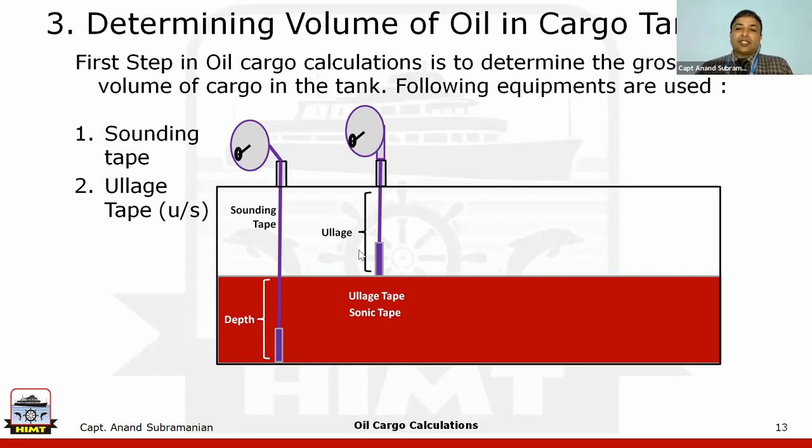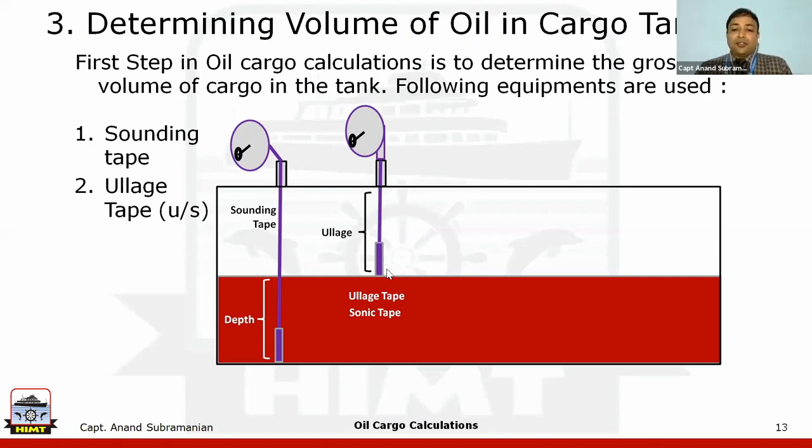It is also known as sonic tape, ultrasonic tape, because the fundamentals used are the ultrasonic frequency and the conductivity of the oil. That means the bob will be hung from the top. As soon as the bob touches the oil, there is an alarm which comes in because the conductivity changes. The conductivity of the air is different and the conductivity of the oil is different. So this is what is called an ullage tape.